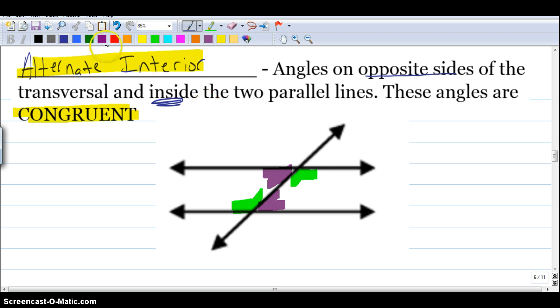So you want to put numbers here that you can understand. That's 1, that's 2, that's 3, that's 4. Angle 1 is congruent to angle 4 here. And angle 2 is congruent to angle 3 in this particular question. So those are alternate interior angles.